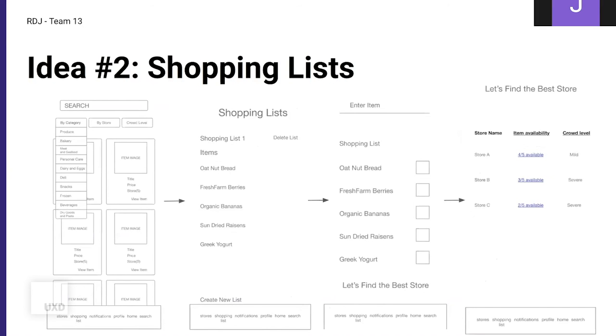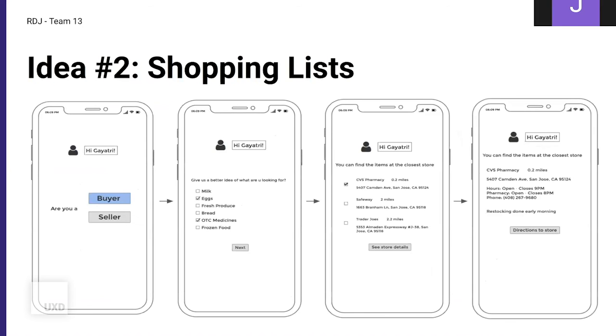We also had another idea that was based on shopping lists. This is already a behavior that people have, right? To write a list of the products that they need. In a similar way, you would create a list, and we would tell you how many of those items are available and at which stores. This is another example of doing shopping lists, and again, it would suggest to you where it was available.